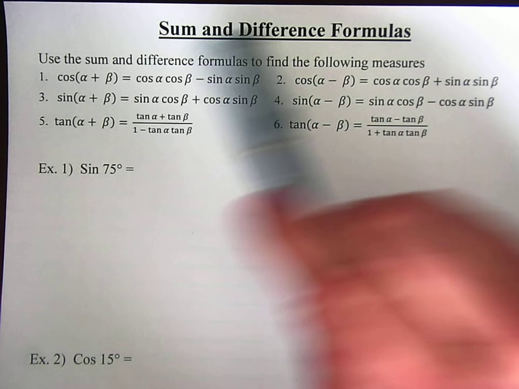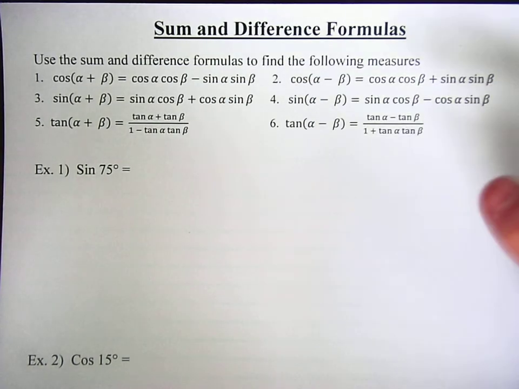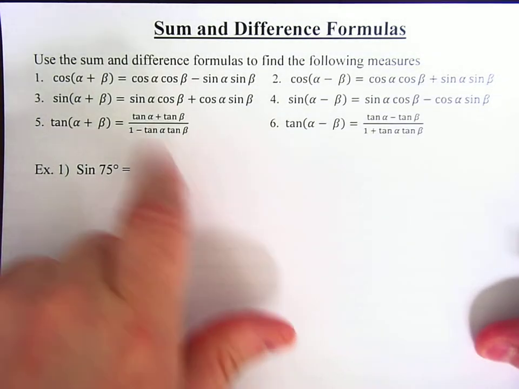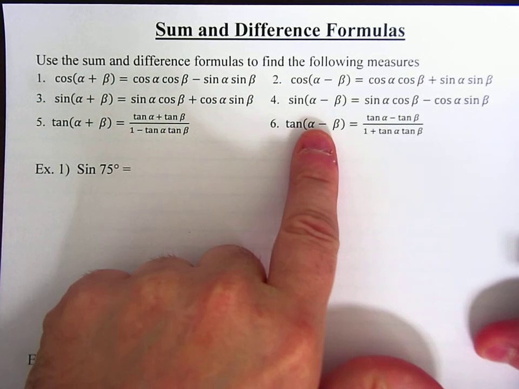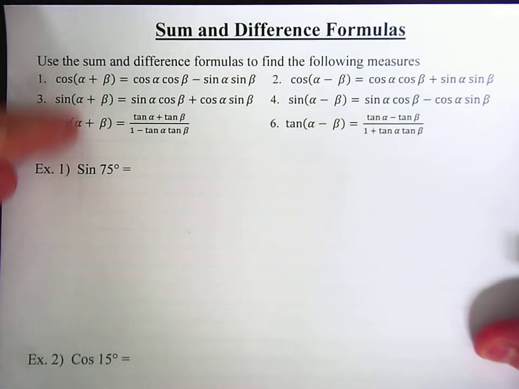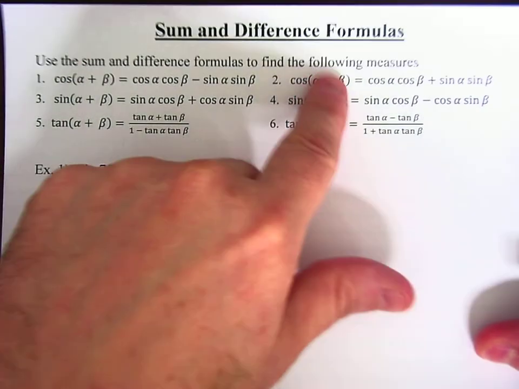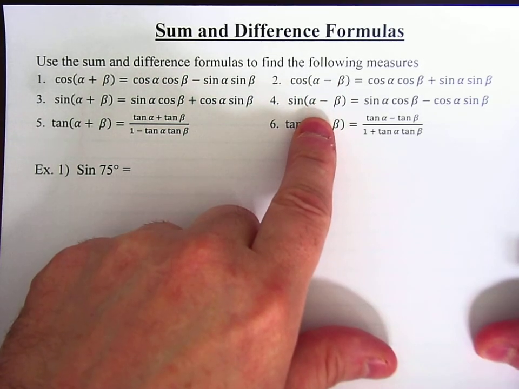So we have 6 formulas up top here that you guys are going to use. I will always give them to you so you don't have to memorize them or anything. What you have is 2 formulas for cosine, 2 for sine, and 2 for tangent. These 3 over here are sum formulas because you see the plus sign, and over here these are different because you see the minus sign.